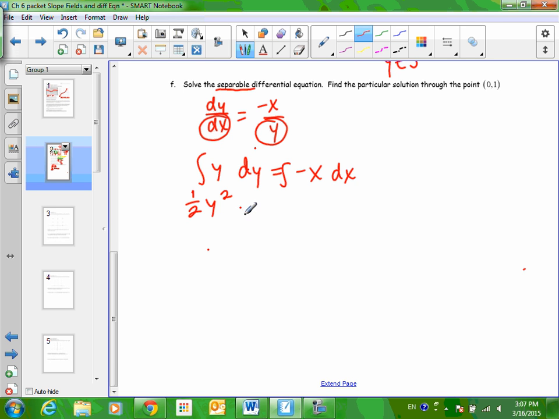Now, normally I would write a plus c here. I'm not going to do that, and I'm only going to write a single plus c off to the right. Remember, plus c just means plus some constant. So you could have one on the left and on the right. Eventually, you're just going to have one on the right. This is perfectly acceptable to do it this way.